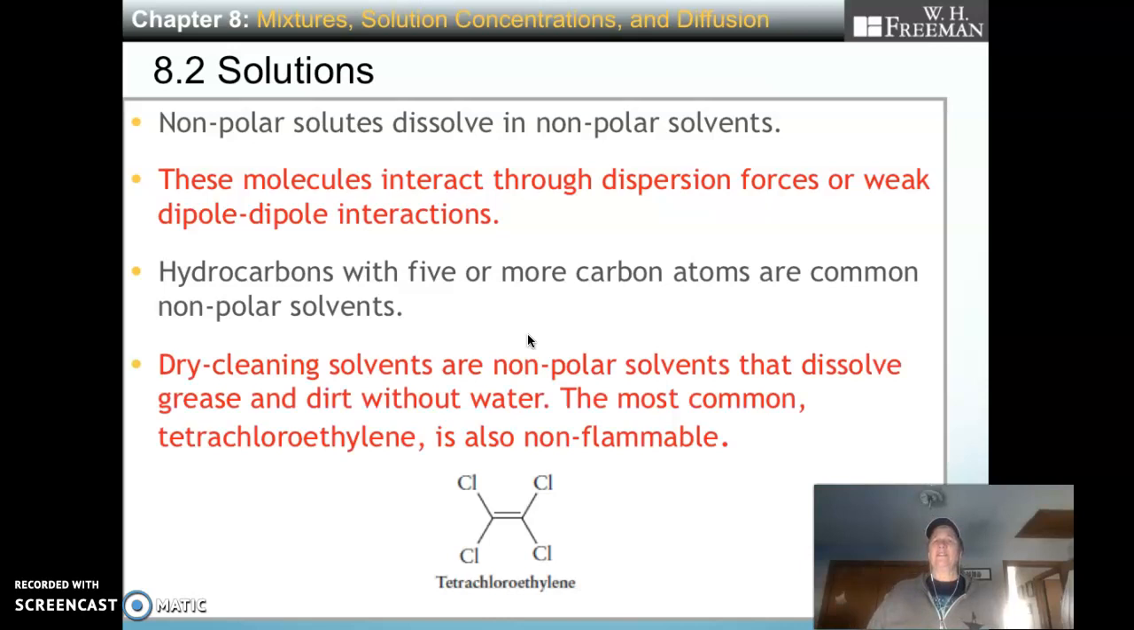Dry cleaning solvents are an example of nonpolar solvents. They dissolve dirt and grease without water. Okay. And the most common here is tetrachloroethylene, but they call it tetracycline. Anyway, tetra, 4-chlorine, chloro, and then ethylene, because 2, double bond. I know, it was the last chapter, but it's got to stay with you because you still got that final a ways away. And the other thing about it is non-flammable.